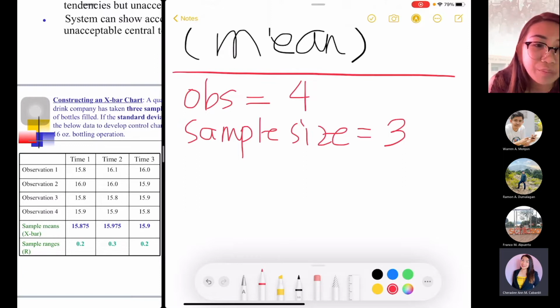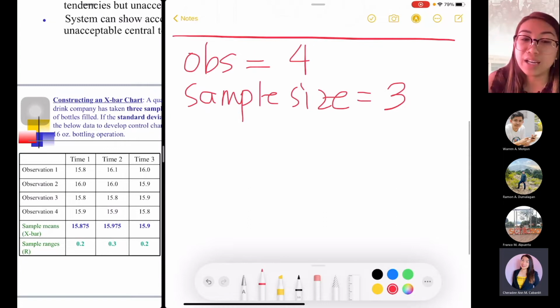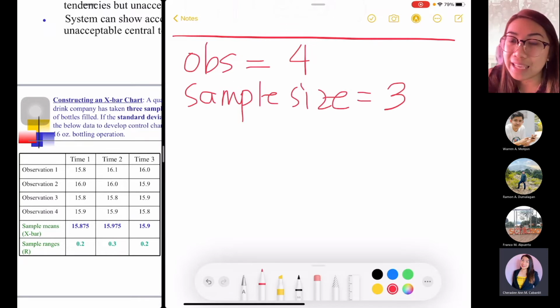Then you were able to compute, or it was computed already, no? So what did the example do? He got the average per batch, per time and not per observation. Do you get that? So what we're doing is actually getting the average per time, per sample. The number of observations is just to be used in the table of SPC.